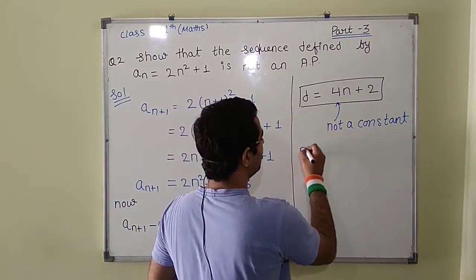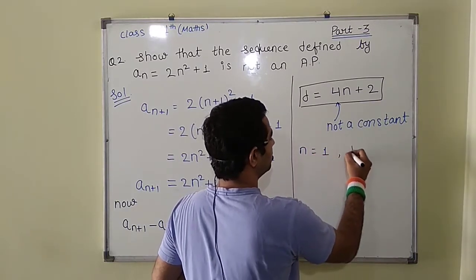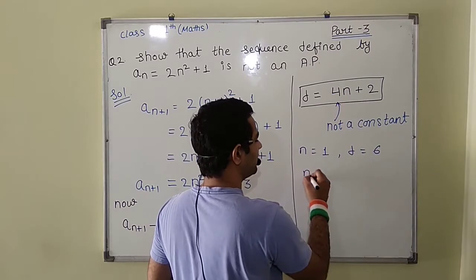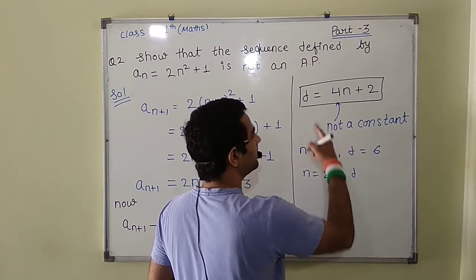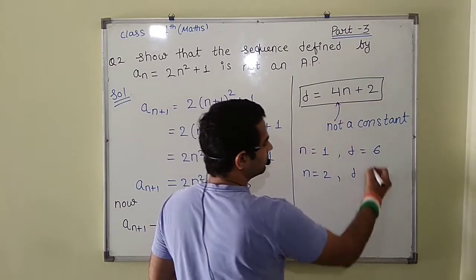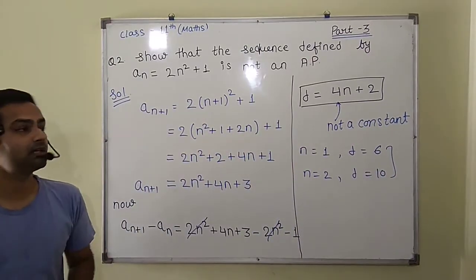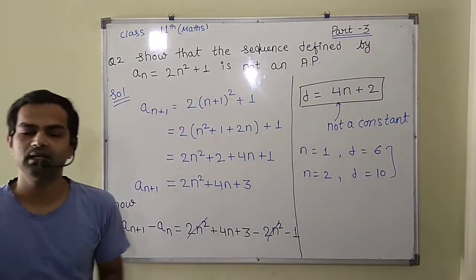Example, if the value of n is 1, the value of d will be 4 ones are 4 plus 2, 6. If the value of n is 2, d will be 4 twos are 8 plus 2, 10. So here you can see that the value of d is not constant. It means this sequence is not in AP.